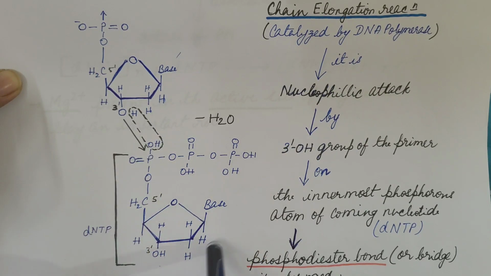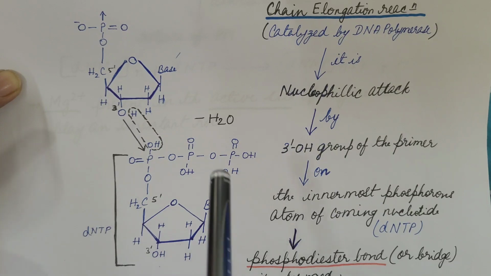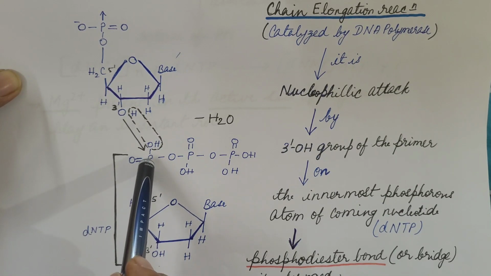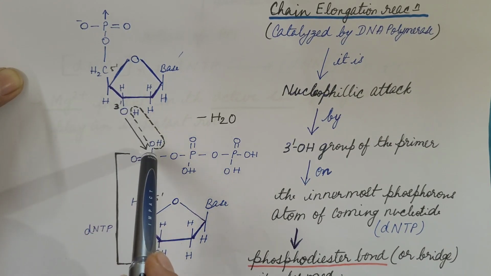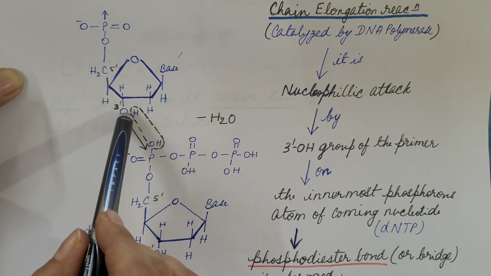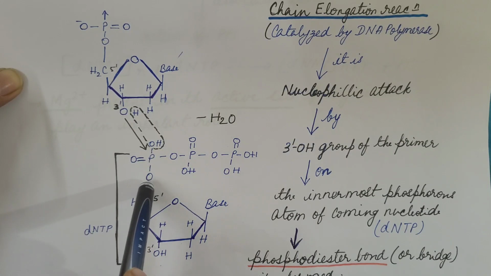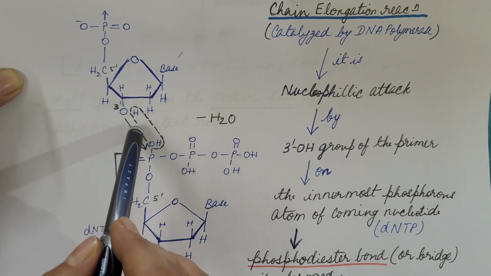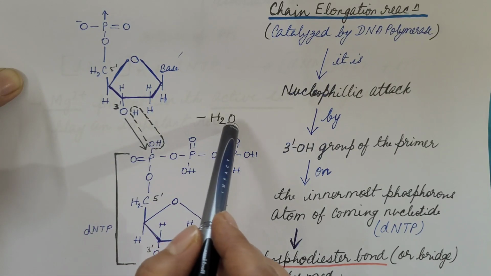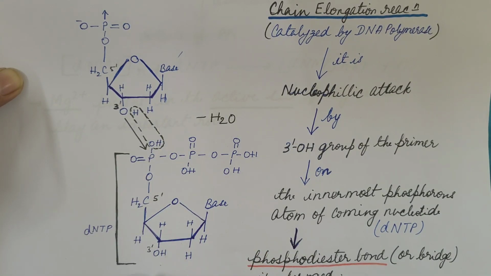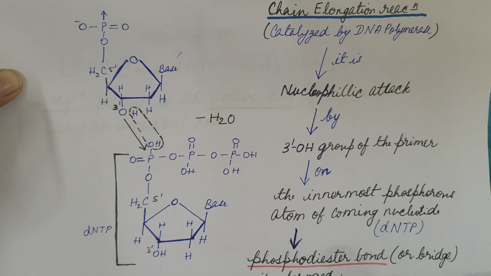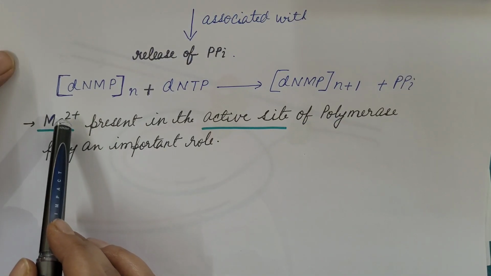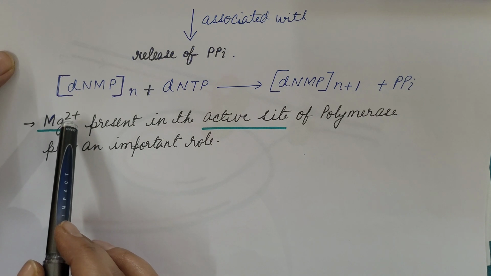This is the deoxynucleotide triphosphate and this is the innermost phosphorus atom. A phosphodiester bridge or bond is formed between the 3' oxygen and the 5' phosphorus atom. This is accompanied by the release of a water molecule. And in this way, further nucleotides are added one by one to the growing chain in the 5'3' direction. So let us understand the one by one addition of the nucleotides to the growing chain.